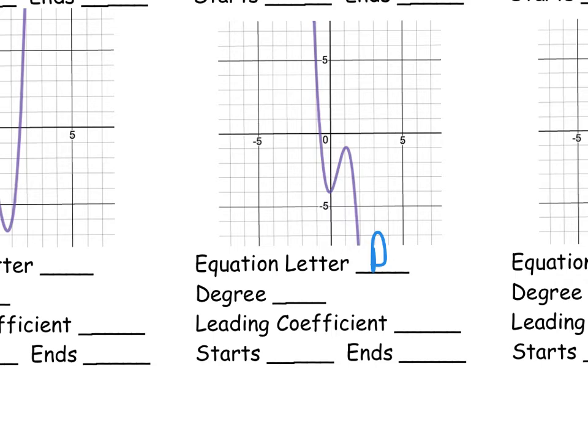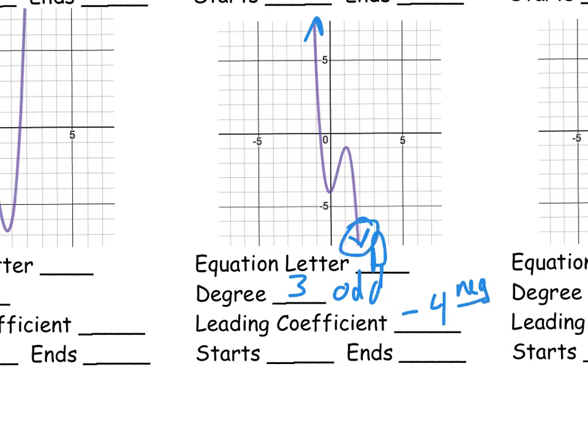That was letter D. The degree, well, the highest degree is x cubed, so the degree is 3, and that is odd. And it starts and ends in different directions, and that's the deal with an odd degree. The leading coefficient is -4, okay? And that is negative, so I'm going to put a little negative there. That tells me it should end negative.